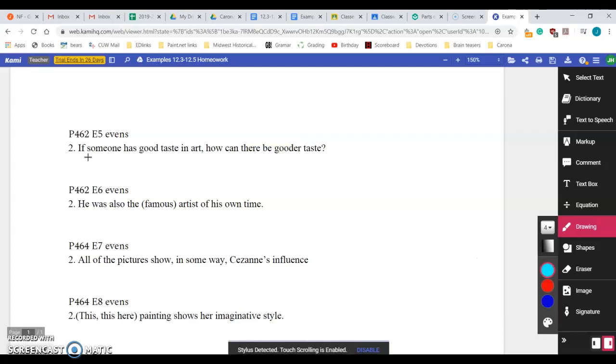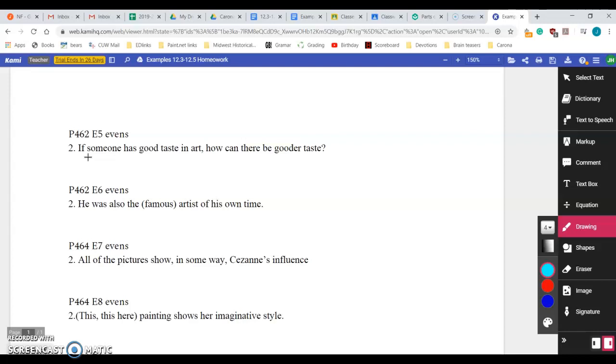All right. The first section was on page 462, exercise 5, and you're looking at the evens ones. Basically it wants you to look for an incorrect comparative or superlative and correct it. This should be pretty easy for you here because they do sound pretty awkward. But let's read through the first one. Problem number 2 says this: if someone has good taste in art, how can there be gooder taste?